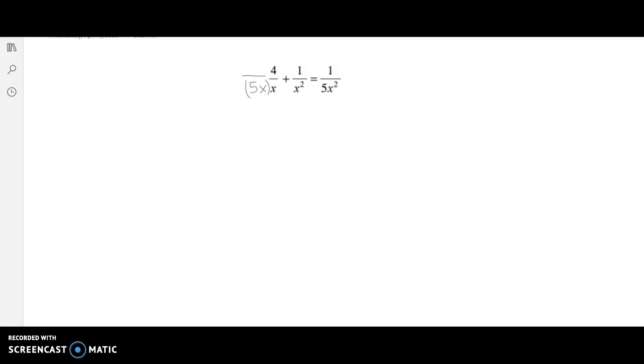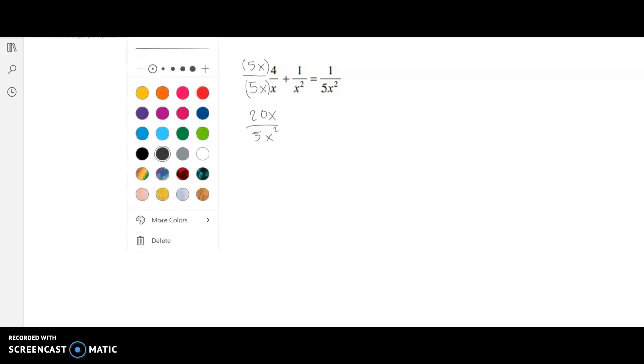But if I do that on the bottom, I also want to do that on the top. So I'm going to multiply the top and the bottom by 5x in order to get 5x squared in the denominator. So if I rewrite that, I can multiply it out. So 4 times 5x gives me 20x over 5x times x gives me 5x squared.